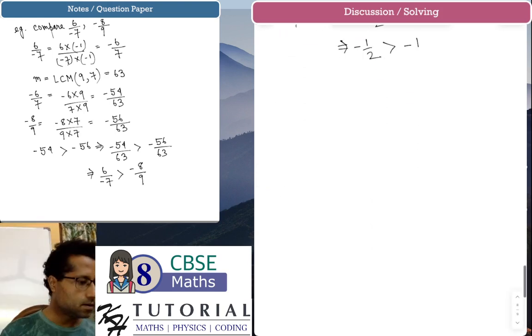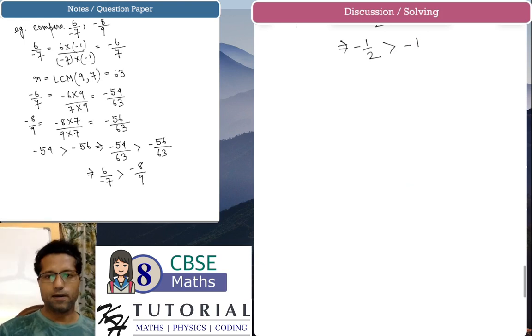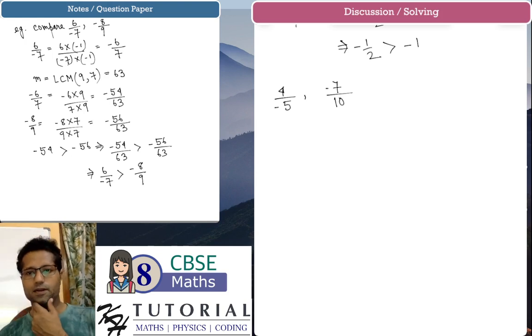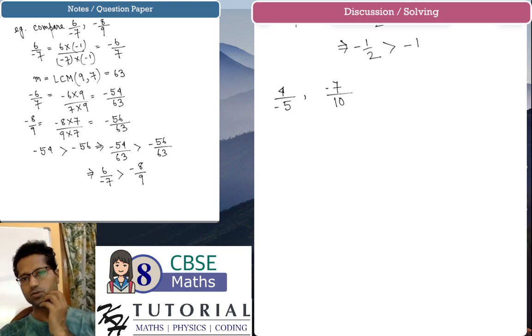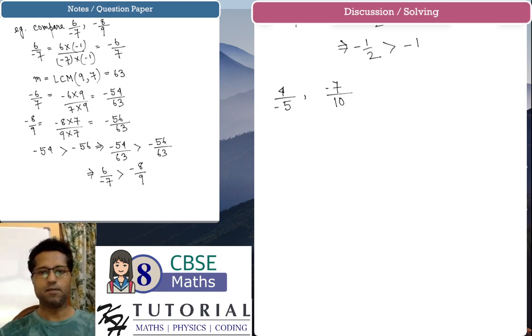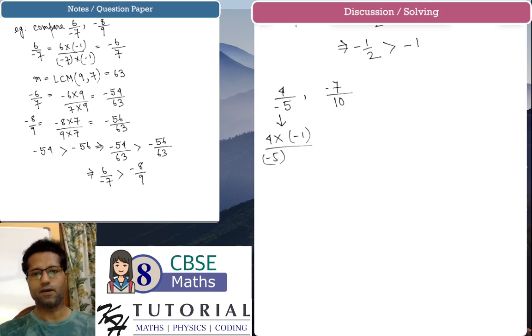Let's do another example. How do I compare 4 by minus 5 and minus 7 by 10? Now we can clearly see that the first rational number is not in standard form, but the second rational number is in standard form because the denominator 10 is positive and also the HCF of 7 and 10 is 1. But the first rational number is not in standard form. First, I will convert the first rational number to standard form by multiplying both the numerator and the denominator with minus 1, because the denominator minus 5 is less than 0.